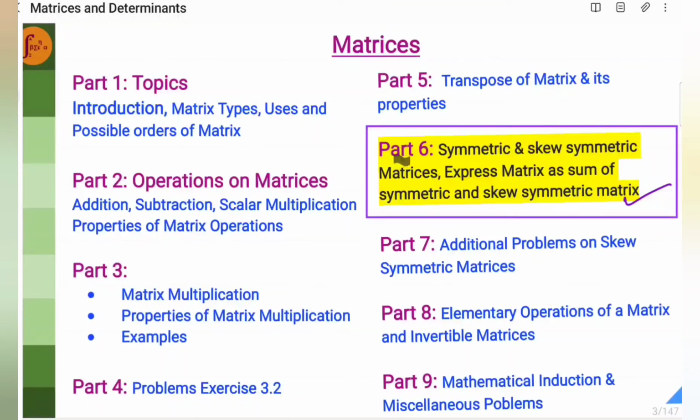Hi everyone. In this video we'll go through two different types of matrices, which are symmetric and skew symmetric matrices. We will also see how to express a matrix as a sum of a symmetric and a skew symmetric matrix.